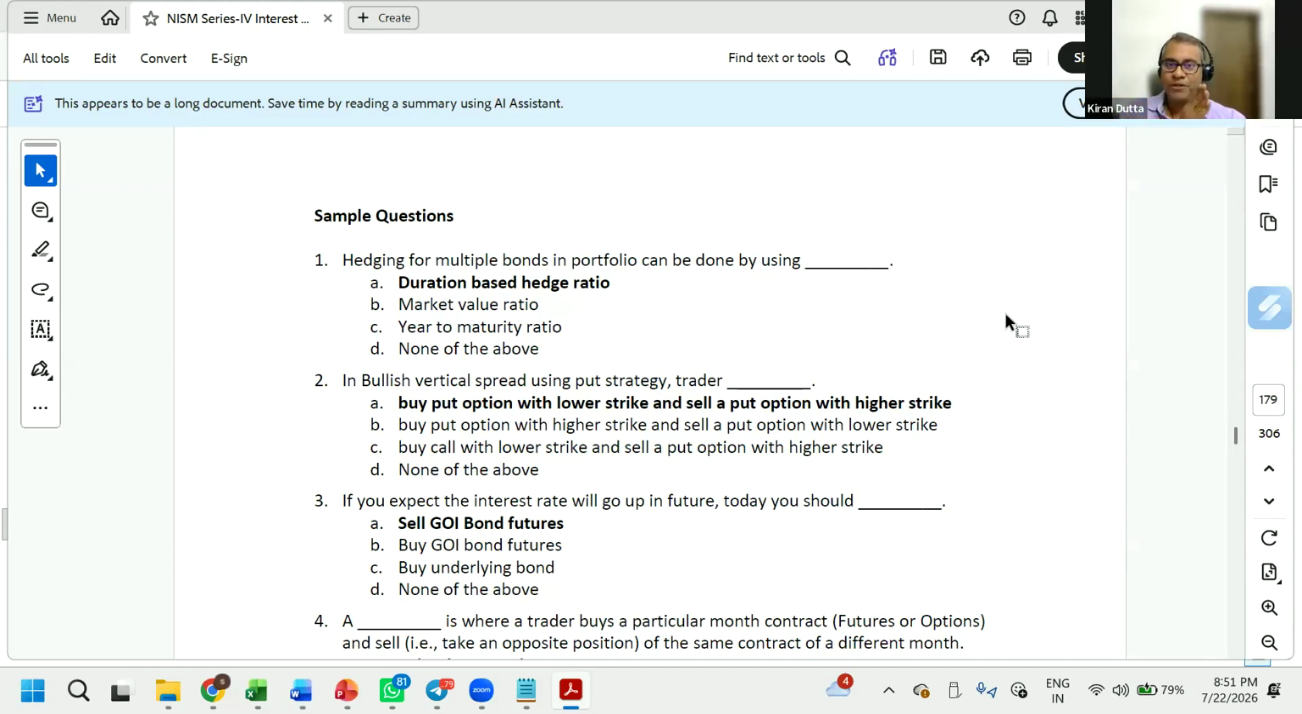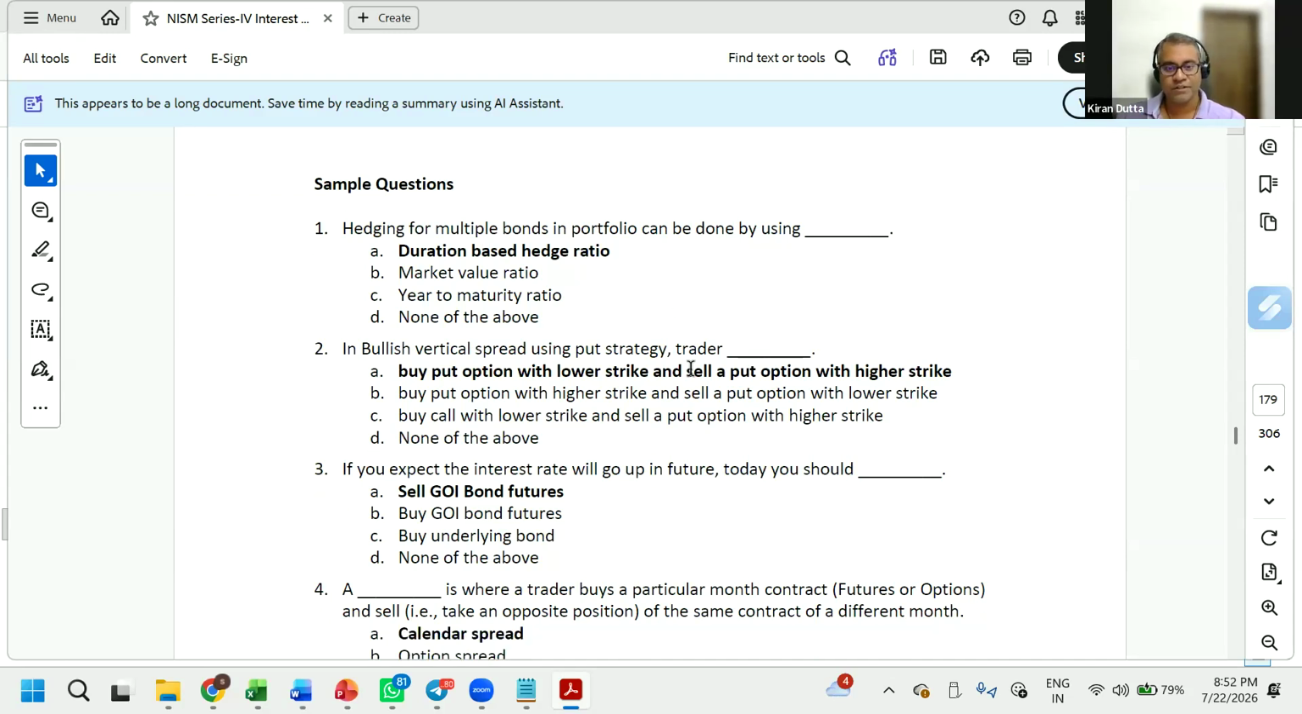I'm telling you from the bullish perspective: buy lower, sell higher. That's it. In the bearish, actually it is reverse. That's it. Okay. You just put it on the paper 2 times and you should be able to get this one correct. Okay.